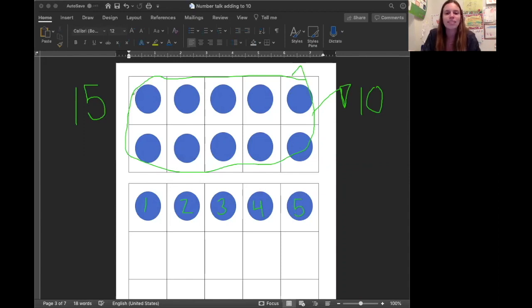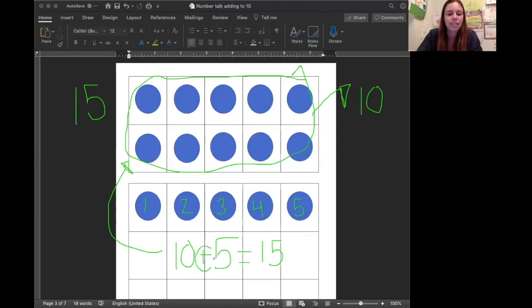Let's count up. 10, count with me. 10, 11, 12, 13, 14, 15. We have 15 in all. 10 dots plus 5 more dots equals 15 in all. What does this 10 stand for? You can say the 10 represents the 10 dots in the full tens frame.